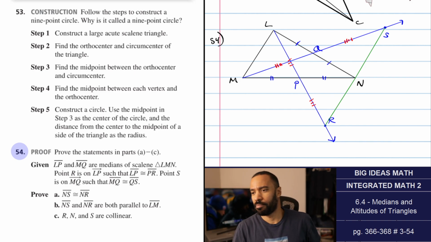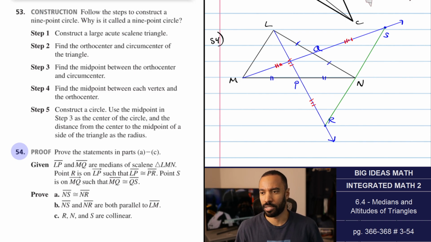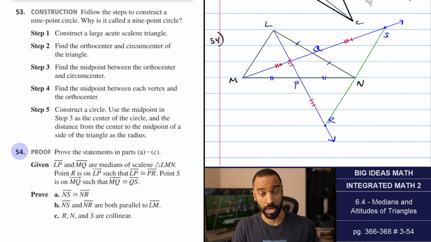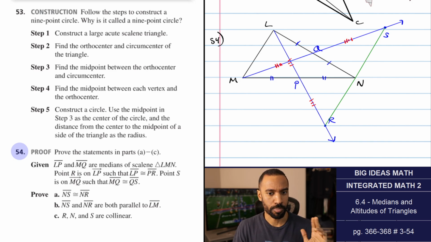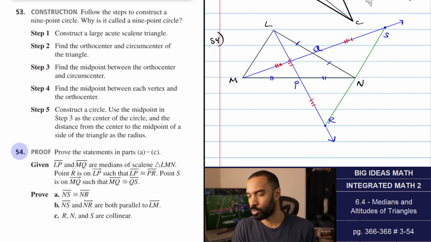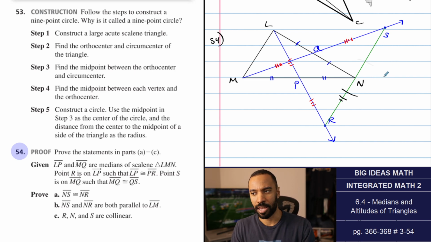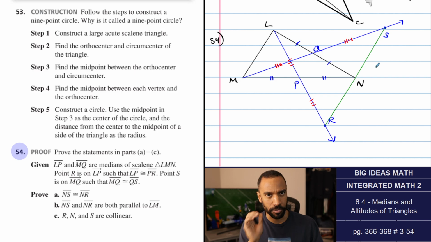Okay, the hard part for me, and honestly, I don't know if I'm going to do two-column proofs, but the hard part for me is looking at things like items and triangles. So the first thing they want you to do is prove segment NS is congruent to segment NR. So it's all about finding their triangles congruent, right?